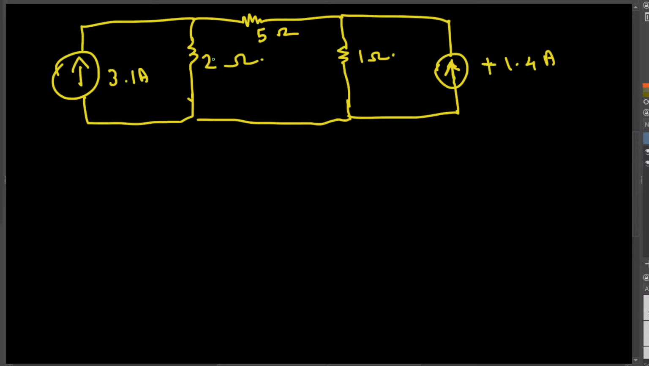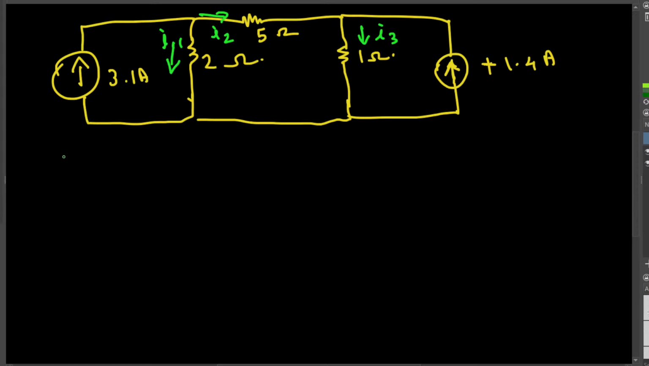Now this is the circuit we have, and let's say the question is asking us to find the current I1, then current I2, and then current I3. How can we do that? We can try KCL. Let's try KCL and see if it works.